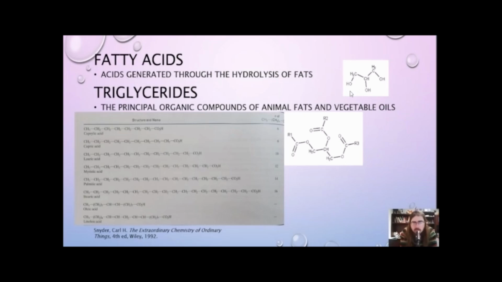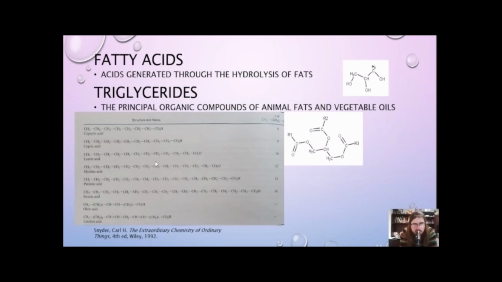And we form it when 3 fatty acids come together, fatty acids being the long chain hydrocarbon acids that are generated through the hydrolysis of fats. These long chain hydrocarbon acids form 3 different ester groups that combine to form a triglyceride. They can all have different chain lengths. You could have caprylic acid, which is a 6-carbon chain. If I'm not mistaken, caprylic and capric acid are present in goat fat.